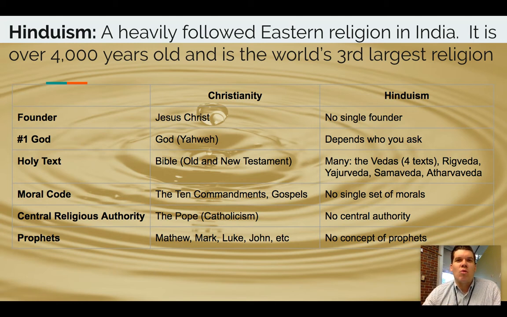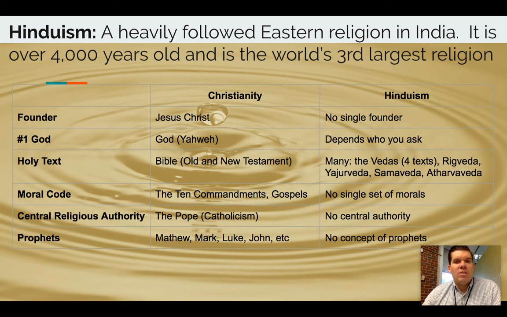There are different sets of morals, and depending on which type of Hinduism you practice, you can take it however you want. In terms of authority on earth, if you're a Roman Catholic, the central religious authority is the Pope, who is located in Rome, within Italy. Whereas in Hinduism, there is no Pope of Hinduism. There is no central authority. Now, there are religious teachers called gurus, but there is no one single all-powerful guru like there is a single all-powerful Pope who is the leader of the Catholic world.